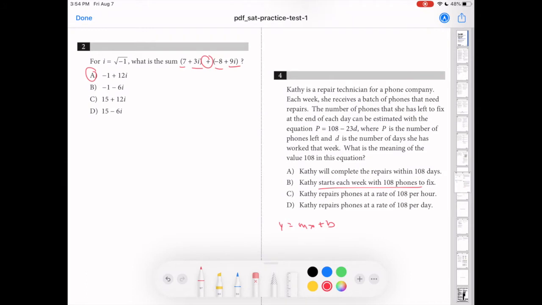So the m in mx plus b is representative of the actual rate, and x, which is d in this case, is the independent variable being changed. As long as you know what this is, you'll easily be able to distinguish.